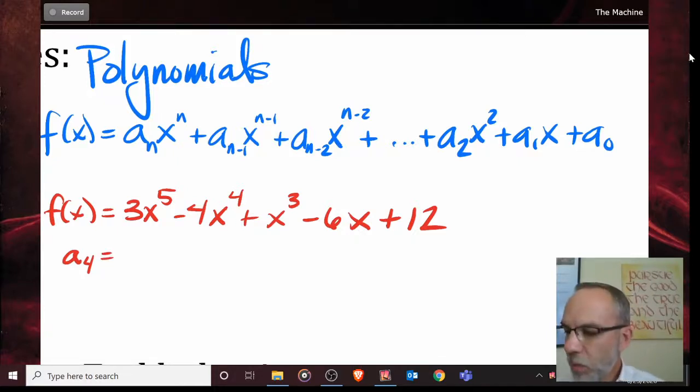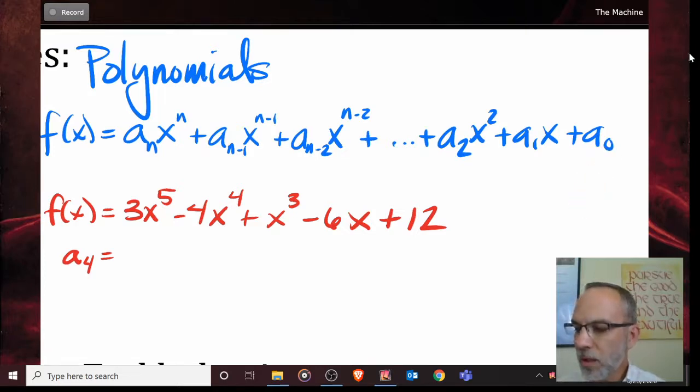Now, what I want to point out is this. You probably noticed this, but if you didn't, let me point it out to you. This little n right here, did you notice that it was matched with this n right here? And the next one was an n minus 1. Did you notice that this one was an n minus 1? This one's an n minus 2. That one's an n minus 2. This one's a 2. That one's a 2. This one's a 1. This one's a 1. This is a nothing.